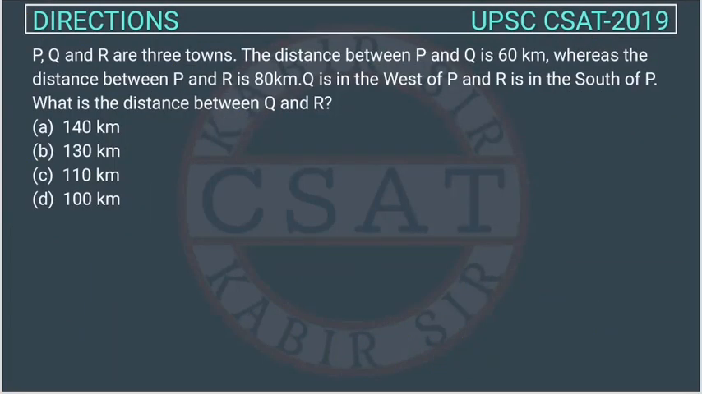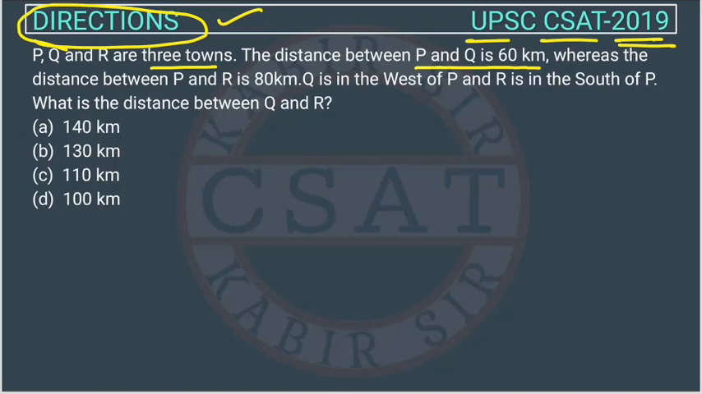So this is a question from the reasoning direction chapter, right? This is a question asked by UPSC in their CSAT paper of 2019. P, Q and R are 3 towns. The distance between P and Q is 60 kilometers, whereas the distance between P and R is 80 kilometers. Q is in the west of P. See, whenever we see a direction question, what should we do? We should draw its direction, right? So the question solving becomes easy, right?